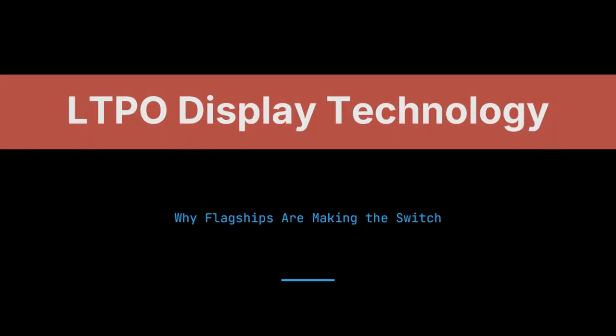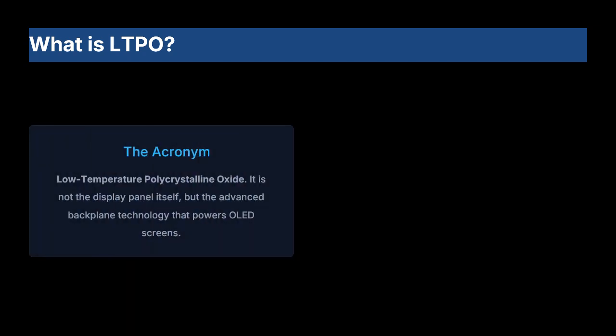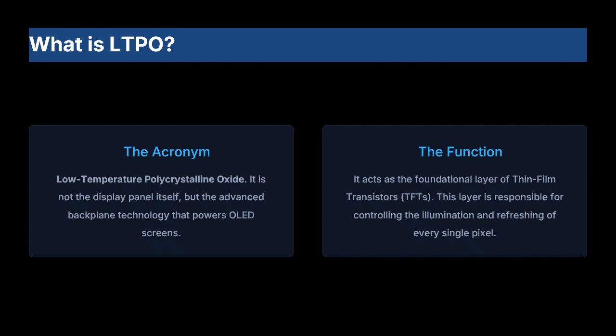What is LTPO? Definition. So, let's break down the acronym. LTPO stands for Low-Temperature Polycrystalline Oxide. Crucially, it is not the OLED panel itself, it is the backplane technology, the intricate grid of circuits that powers the OLED screen. Its core function is to act as the foundational layer of thin-film transistors, or TFTs, which control the illumination and refreshing of every single pixel on the display.